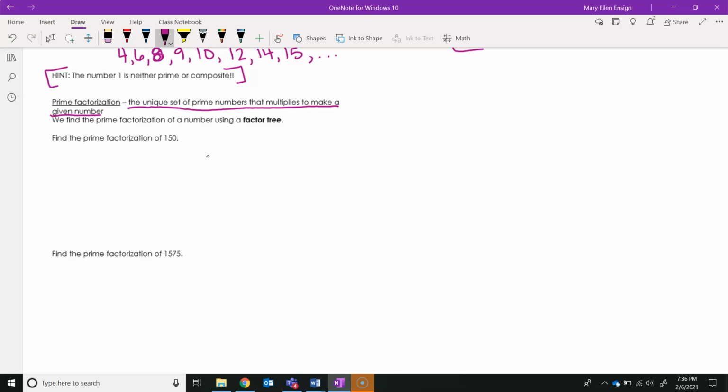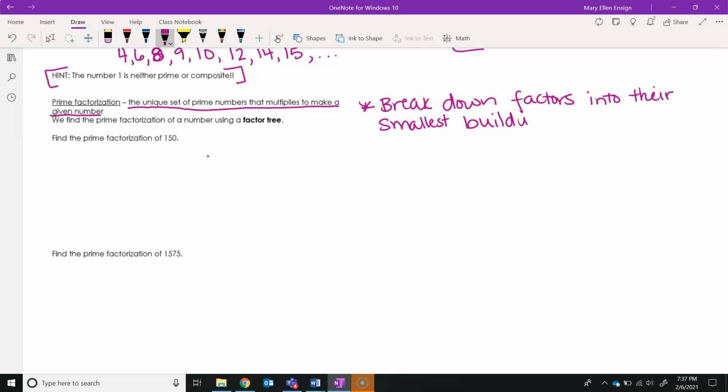Okay, so prime factorization is the unique set of prime numbers that multiplies to make a given number. So basically, what we want to do is break down any factors into their smallest little building blocks. I always picture Legos for some reason. We want to break it down into the smallest possible chunks that we can. Okay, so we're going to use a factor tree, which most people kind of remember. If you don't, that's fine, but we're going to use a factor tree to find our prime factorization.